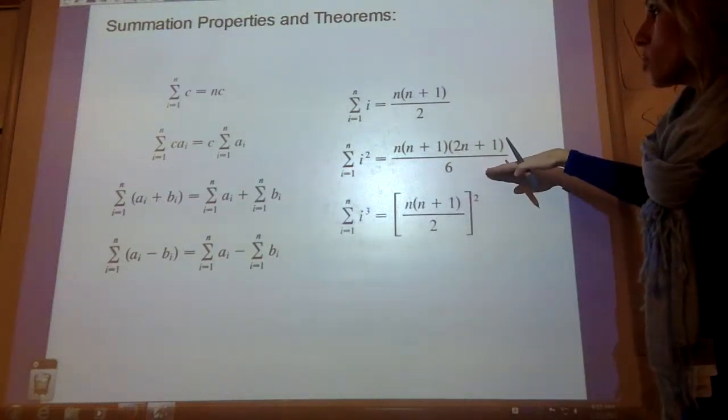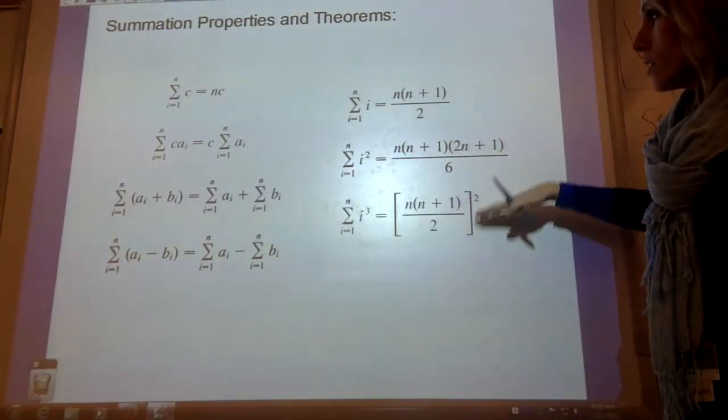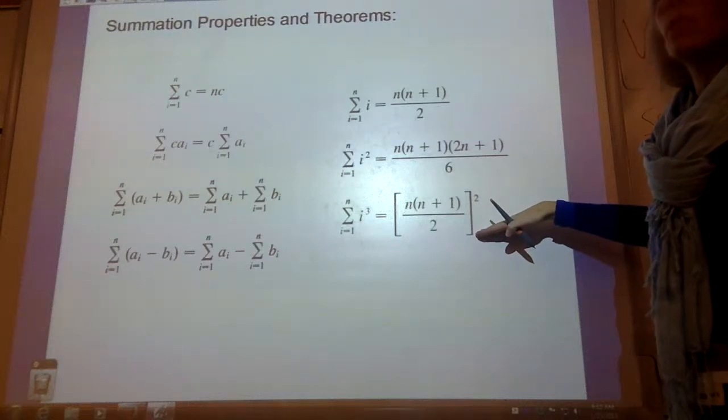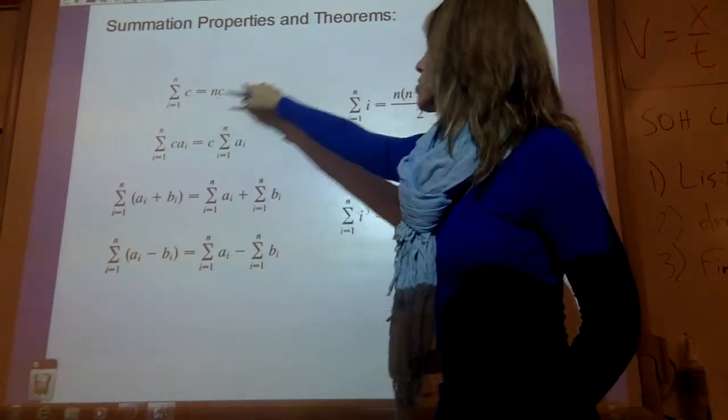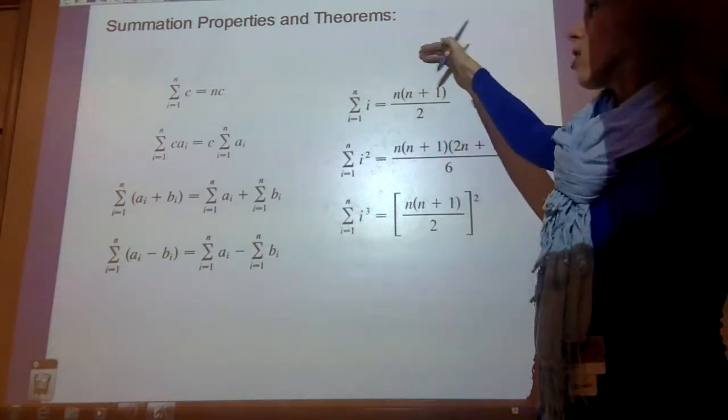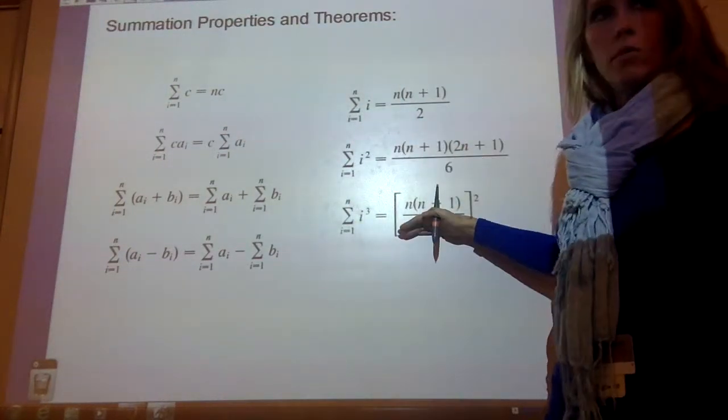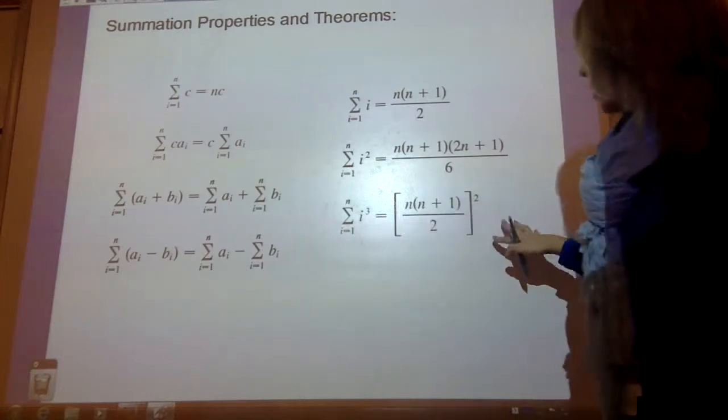Okay. This is your formula for the summation of i squared. This is your formula for the summation of i cubed. A lot of times you'll see this one over here with this one. So it's like constant, i squared, i cubed, and that's it. Okay, so again, go ahead and write these down.